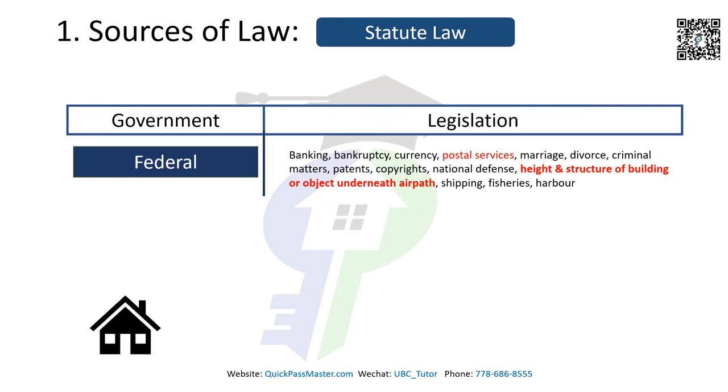Federal government is in charge of the airport, and for buildings or objects such as trees that are underneath the federal air path, those are going to be regulated by the federal government. If your building is underneath the air path, your building's height will be restricted. Shipping, fishery, and harbor are related to ocean, and those three are also under the control of the federal government.